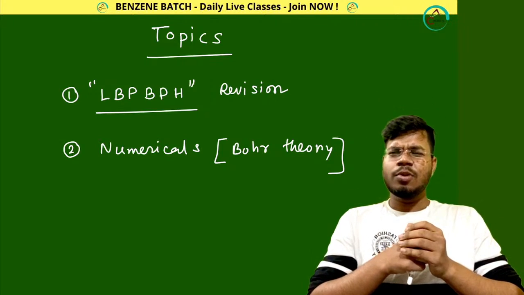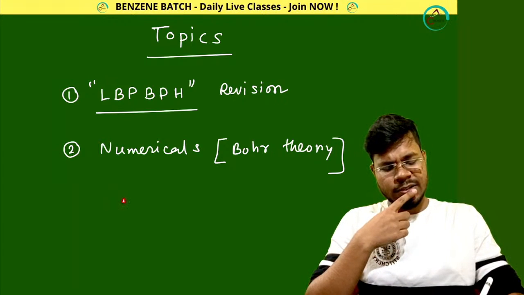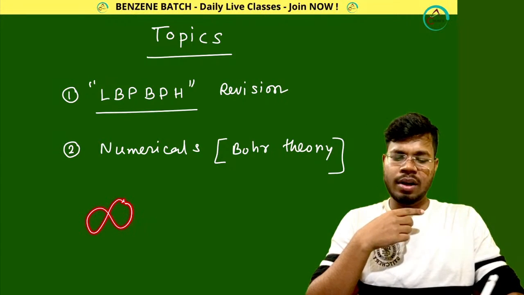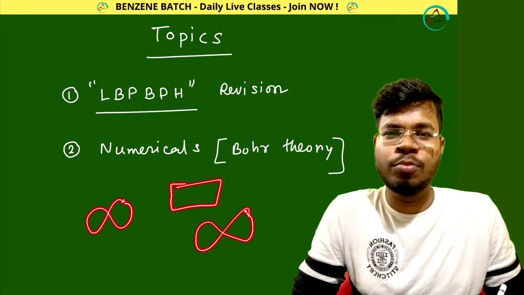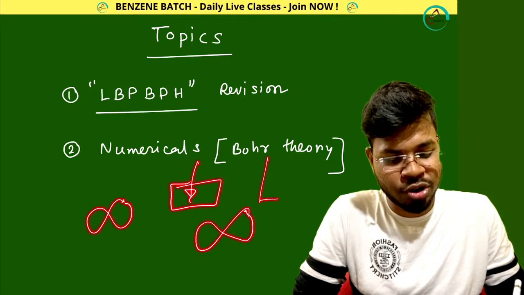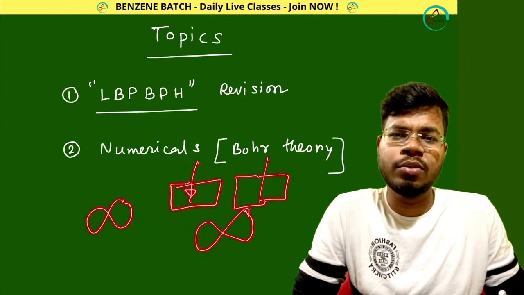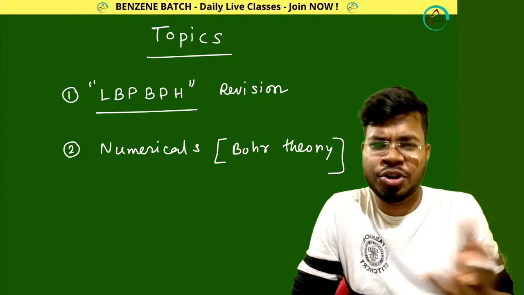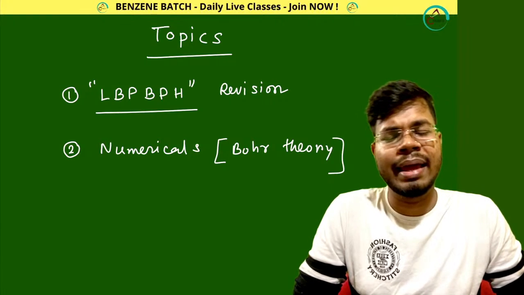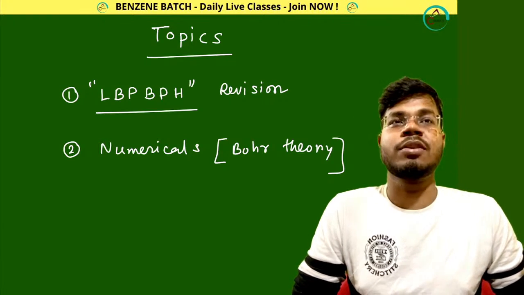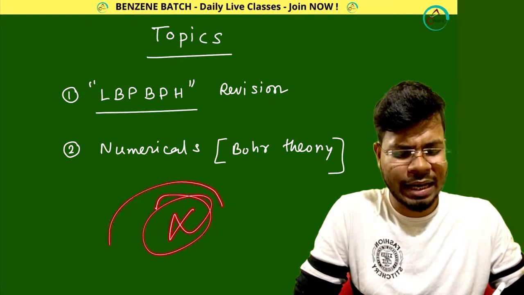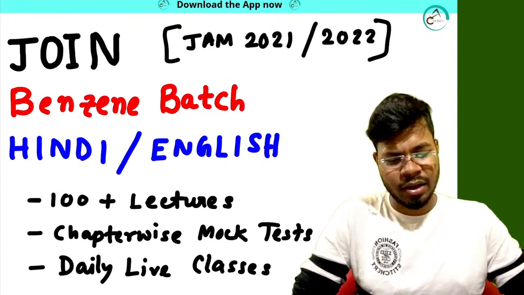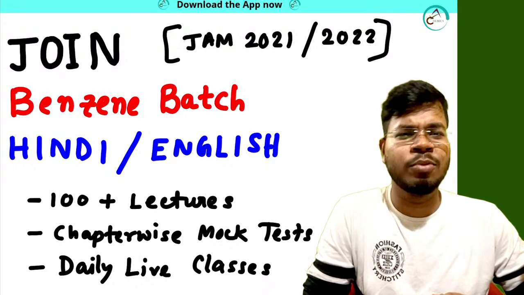And from that chapter, what kind of questions would you face? You would face questions on the harmonic oscillator model, the anharmonic oscillator model, the number of vibrational modes of motion, the number of rotational modes of motion, which molecule shows rotational spectroscopy, and which molecule shows vibrational spectroscopy. I will tell you more when we are in the benzene batch. Definitely we will talk about this chapter.